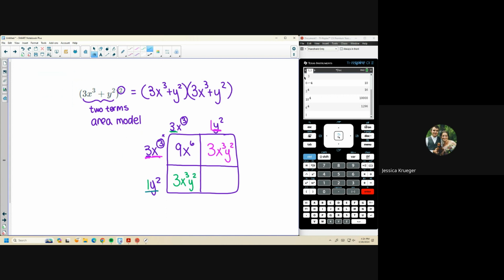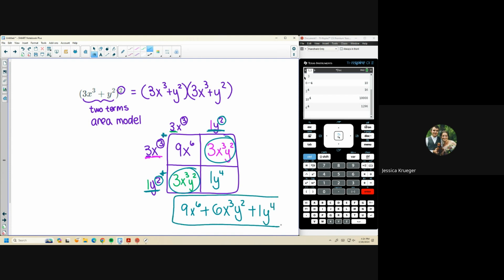And my final step is this guy times this guy. 1 times 1 is 1. Y squared times y squared means I add the exponents, so it's y to the 4th. That should be a plus sign, by the way. It looks like multiplication. So does this one. That should be a plus. So now I can simplify by combining my like terms. My only like terms are here. So I'm going to write my answer. It's 9x to the 6th plus 6x to the third y squared plus 1y to the 4th. And again, the whole reason we had to do this is because there's more than one term in there. So I have to set up my area model.